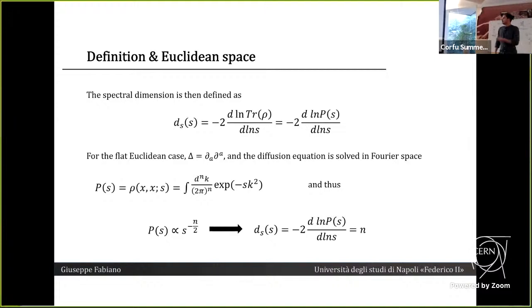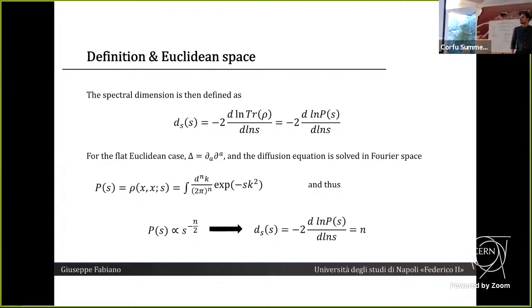When one is equipped with the definition of return probability, one can calculate what is called the spectral dimension, defined as -2 times the log derivative of the return probability with respect to s. Now that we are equipped with this definition, let us try to apply it in some case that we already know and then see how it behaves in other cases.